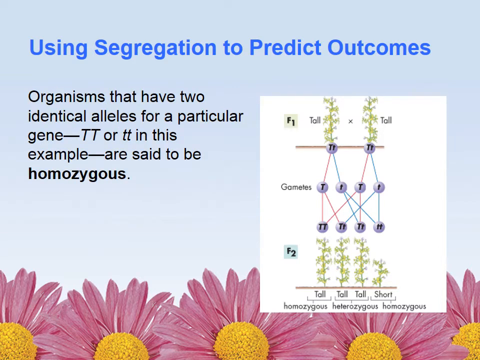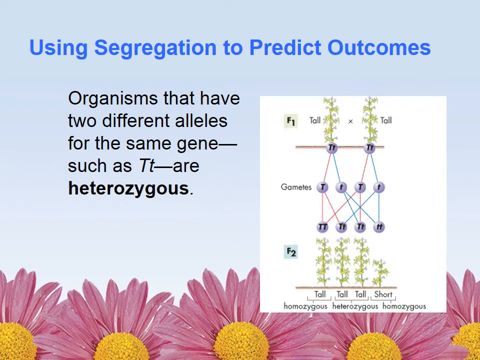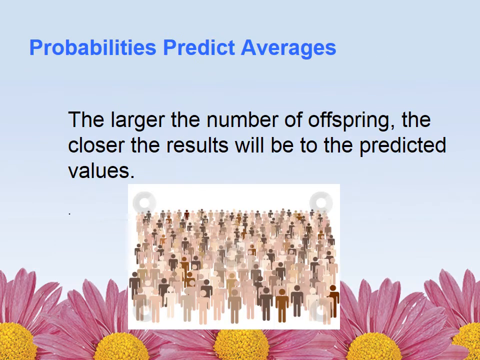Organisms that have identical alleles, in other words, big T, big T or little t, little t, are called homozygous. And if they are different, like big T, little t, that is called heterozygous. Now, as far as using probability to predict, the larger the number of offspring, the closer the results will be to the prediction. So you might do 4 and not get a 3 to 1 ratio, but you might do 400 or 4,000 and get closer to that 3 to 1 ratio.